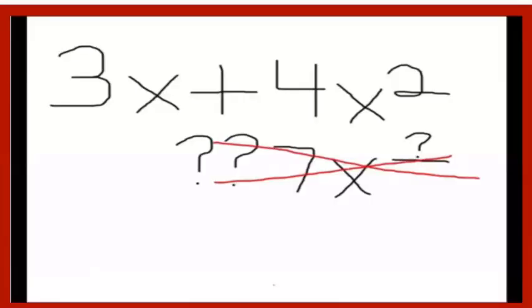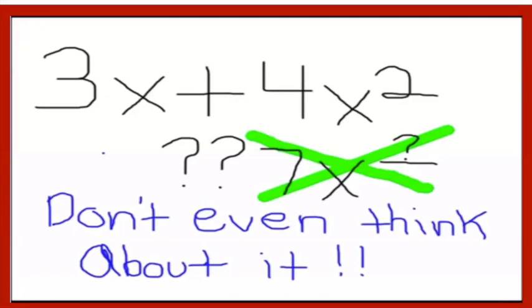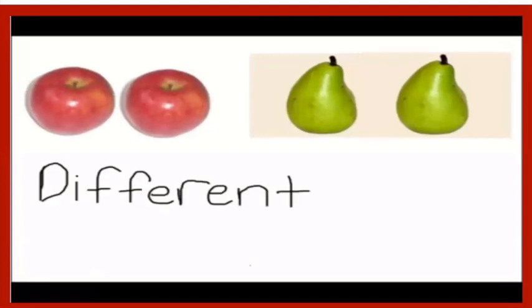I got some x's and some x squareds, the values aren't the same. Don't you dare put them together or you're going down in flames. It's such a simple concept, it's so easy, it's not fair. Put the apples with the apples and the pears with the pears.